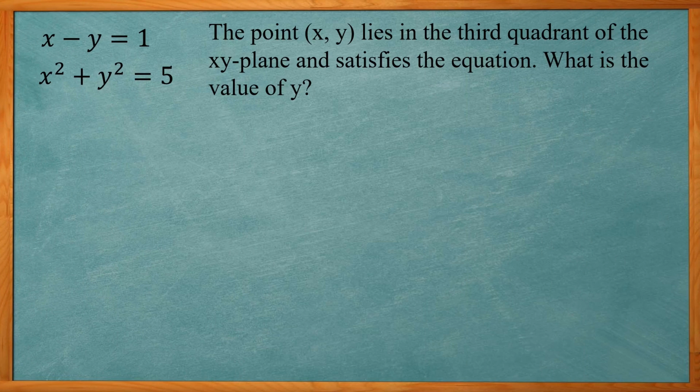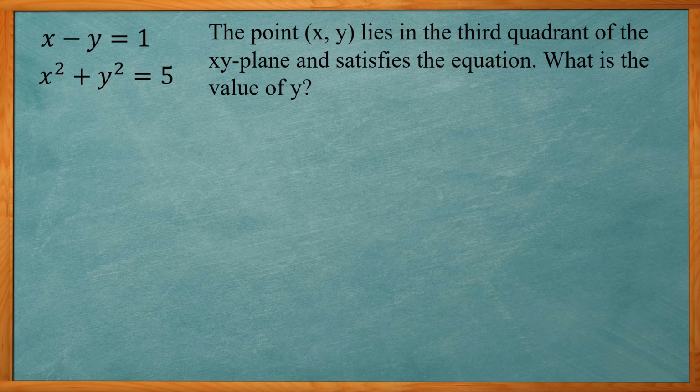So look at this first example problem. It says the point xy lies on the third quadrant of the xy plane and satisfies the equation. What is the value of y? Now if we look here, x minus y equals 1 and x squared plus y squared equals 5.